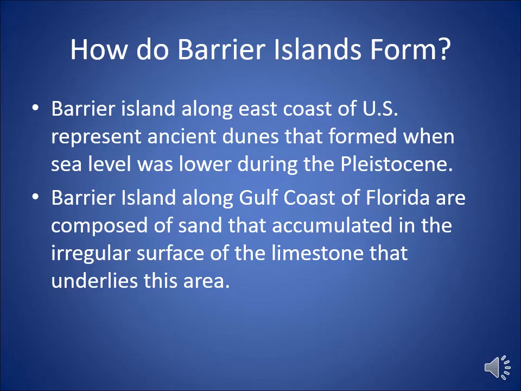Now, along our Gulf Coast, our barriers may have had a slightly different mechanism of formation. The rock here is limestone, and the surface of the limestone dissolves very easily when it's exposed to rainwater and salt water, so it becomes very uneven and sinkholes form where the limestone collapses. And so our barriers may have begun as sand that accumulated in the irregular surface of our limestones.